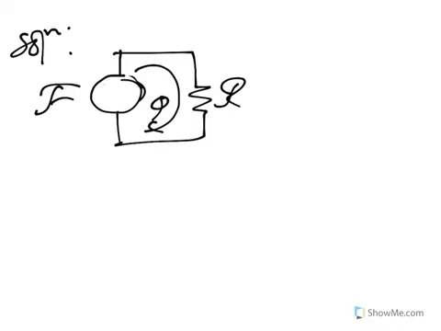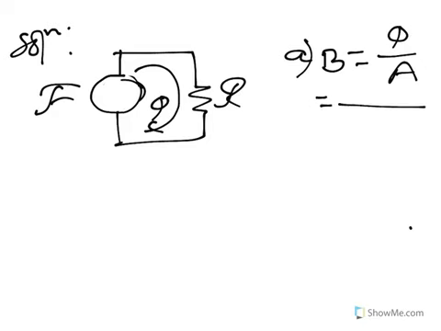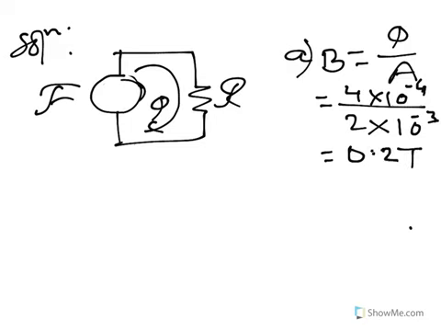For the solution, first we have to find the flux density B. You know that B equals phi divided by A. If you substitute the value of phi, which is 4 × 10⁻⁴, and the area A, which was 2 × 10⁻³, we get the value 0.2 Tesla. 0.2 Tesla is the value of the flux density.